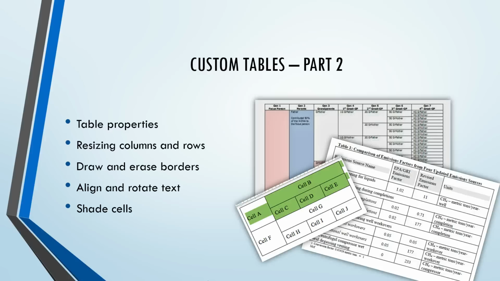We'll look at moving the grid lines to resize existing cells, drawing, erasing, and formatting our borders to accentuate areas of our table, aligning, rotating, and formatting text to improve the look and layout of the information on our table, and shading some cells to improve the look and make it easier to read.